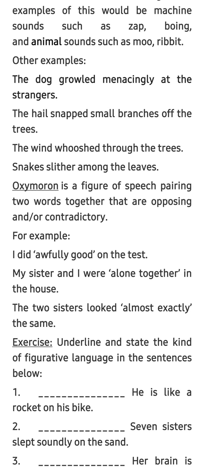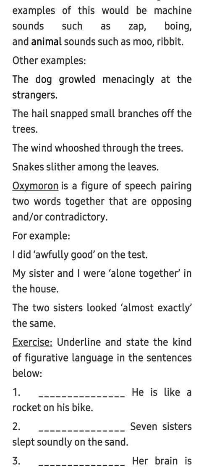Last but not least, you have an oxymoron, which is a figure of speech pairing two words that are opposing and or contradictory. You put two words together and they're like the opposite of each other. Like, for example, saying, I did awfully good on the test. You did good. It was good. Why do you need to put awfully? It's the opposite, right? I did awfully good on the test, so they're like an opposite to each other.